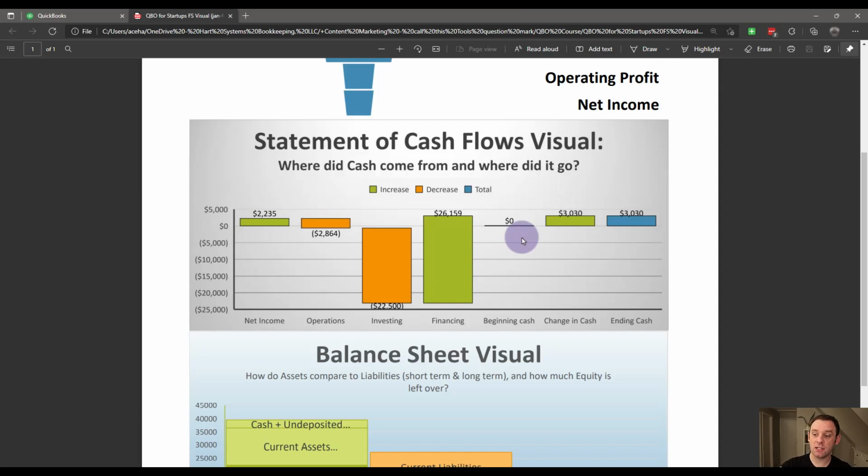So $0 to start. As a startup, that totally makes sense. But then we have our change in cash right here. Now, this is the net of all of this activity happening here to contribute to how our cash increased in this case, or maybe decreased. So we got to see this and understand what's happening so that we don't run out of cash, okay?